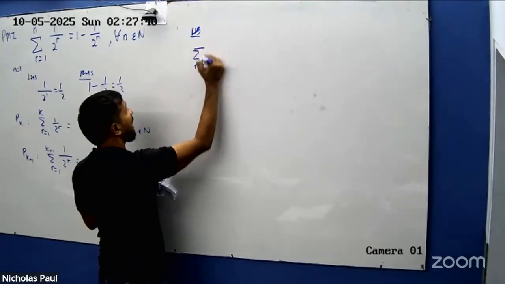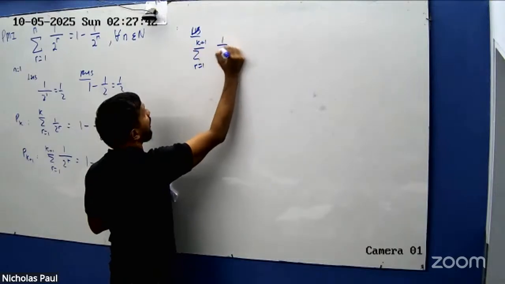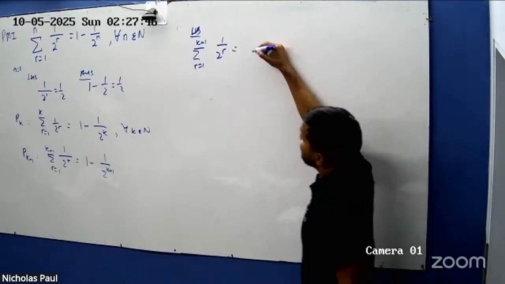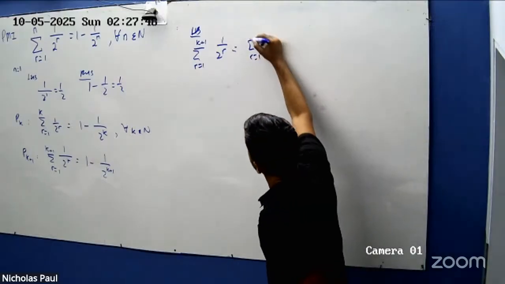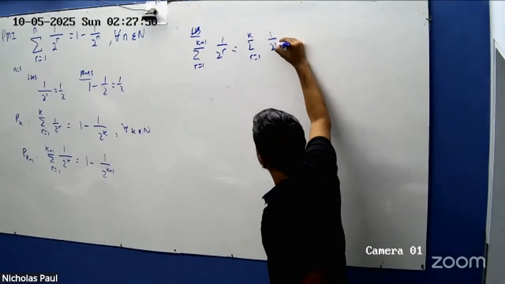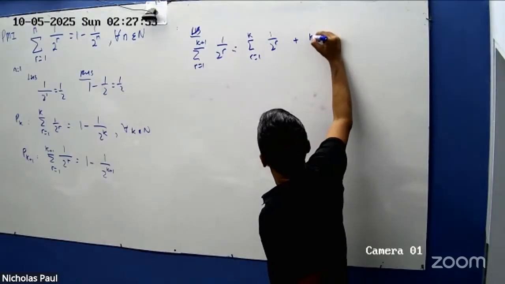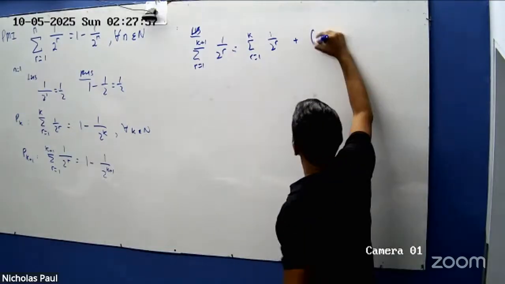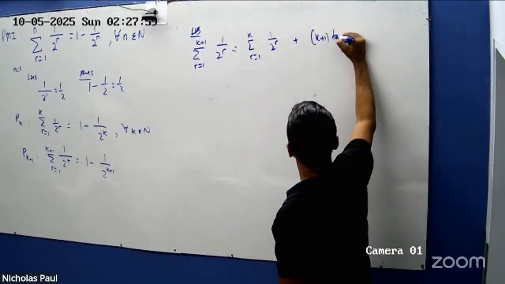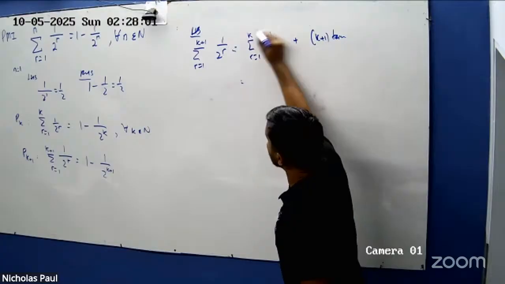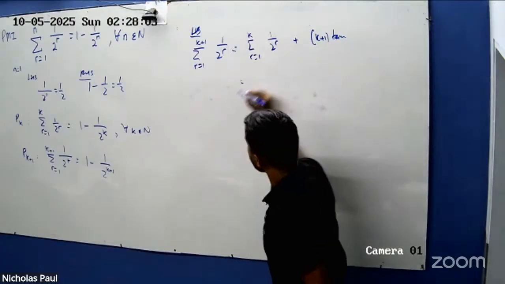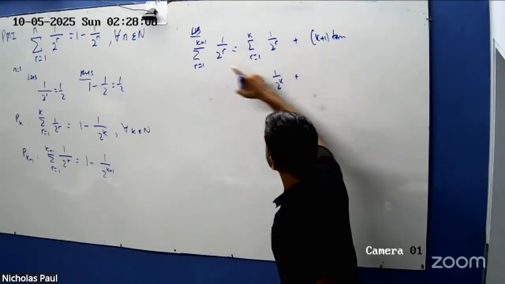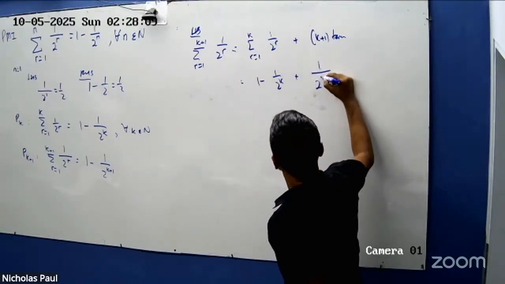Summation of r going from 1 to k+1. So I'm going to put this here. This is the same as the summation of r going from 1 to k of 1 on 2 to the r, plus the k+1 term. I'm not writing that. All right, then the k+1 term. This here we know it already, right here: 1 minus 1 on 2 to the k, plus the k+1 term, which is 1 over 2 to the k+1.